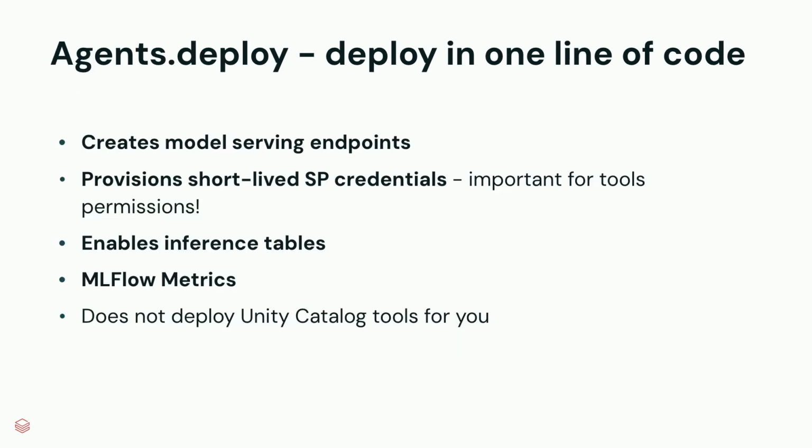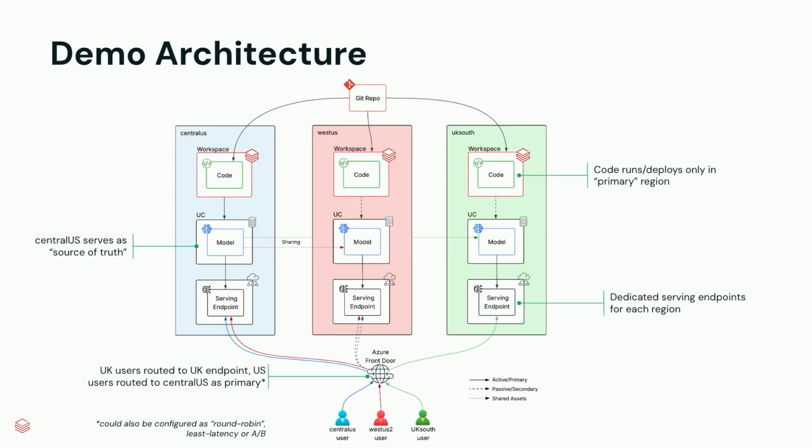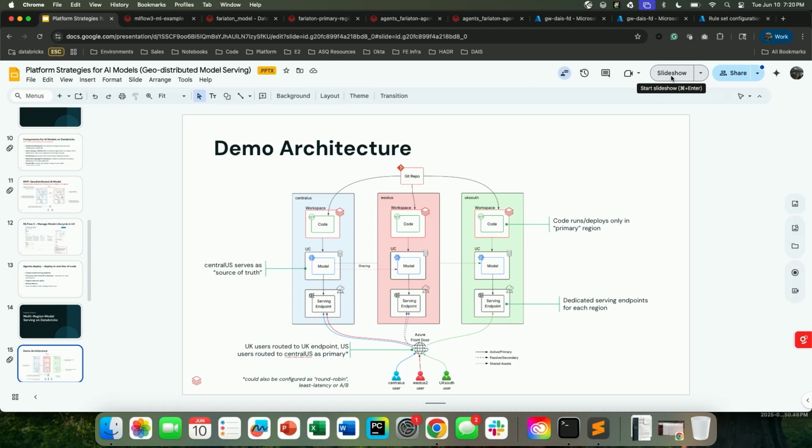We'll talk about some of these slides when we go through the demo. So here's the architecture of the demo we'll be showing. For the purposes of the demo, we'll only show 2 regions. But know this is extensible across a variety of different regions. And so we'll start with central US as the source of where I'm registering a model.